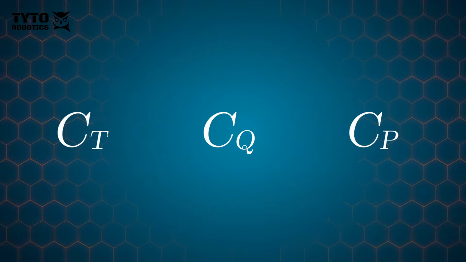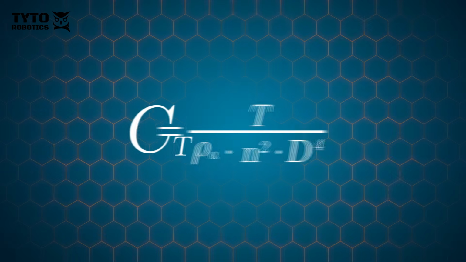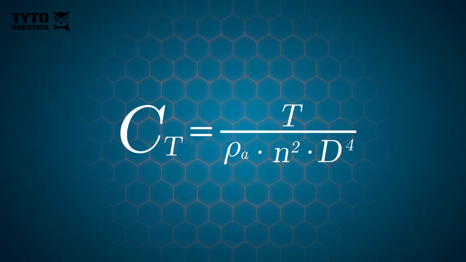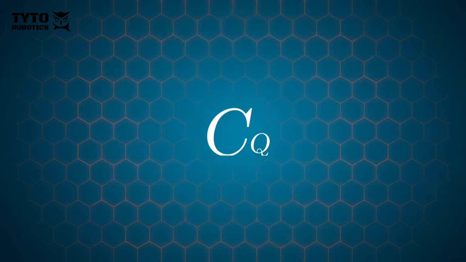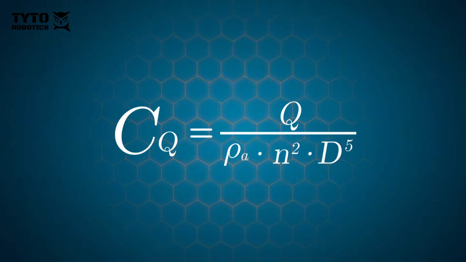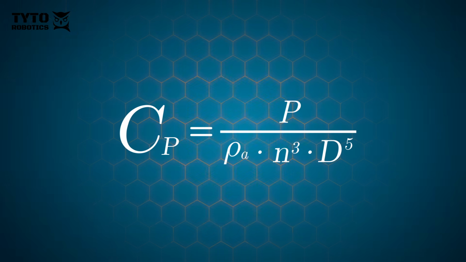Then there's thrust, torque, and power coefficients, which all tell the same story from different perspectives. The thrust coefficient is a dimensionless way of expressing thrust that accounts for air density, propeller diameter, and rotation speed. Now apply the same concept to the torque coefficient, and you get the torque requirement normalized in the same way. Finally, the power coefficient does the same for mechanical power delivered to the propeller.